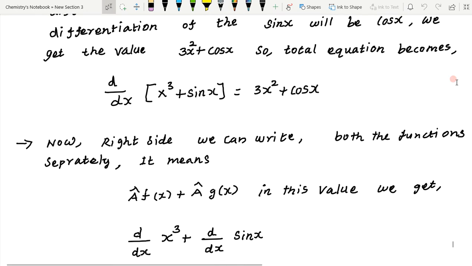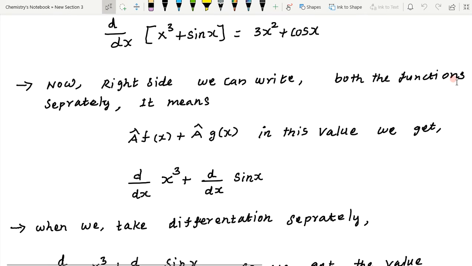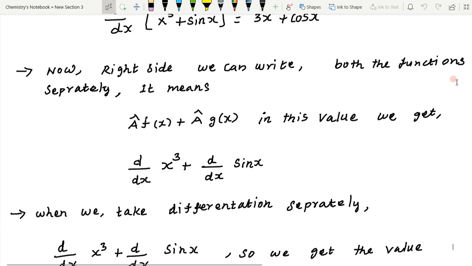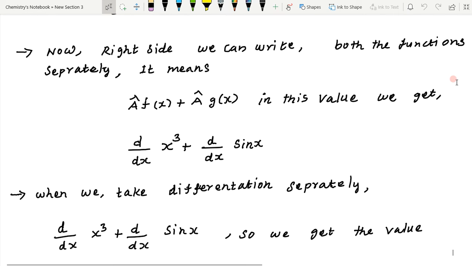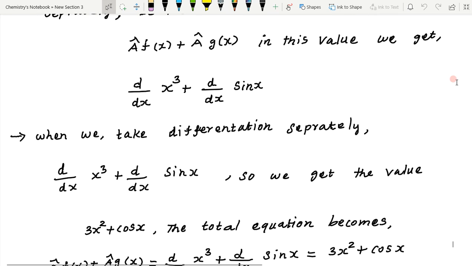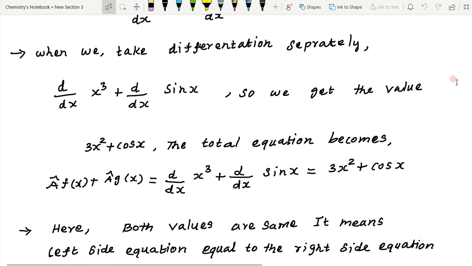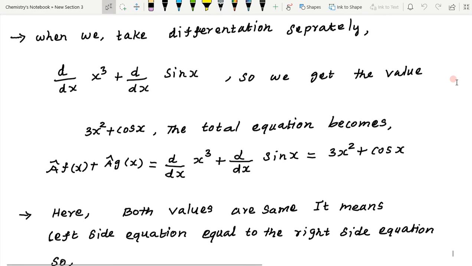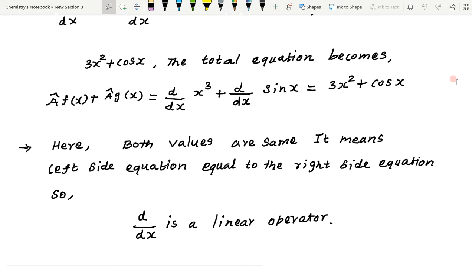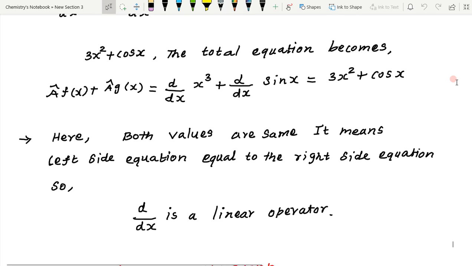Now let's see the right side. We can write both the functions separately. It means operator A f(x) plus operator A g(x). In this we get d by dx x cube plus d by dx sin x. When we take the differentiation separately, we get the value 3x square plus cos x. The total equation becomes A operator f(x) plus A operator g(x) equal d by dx x cube plus d by dx sin x equal to 3x square plus cos x.